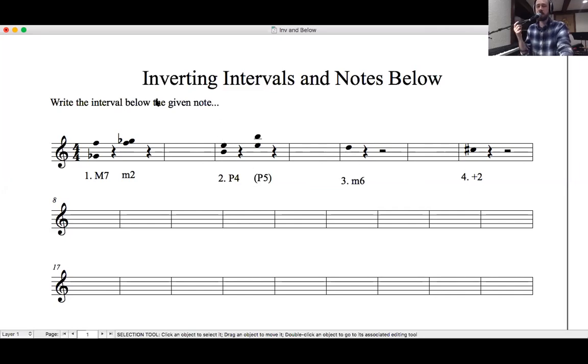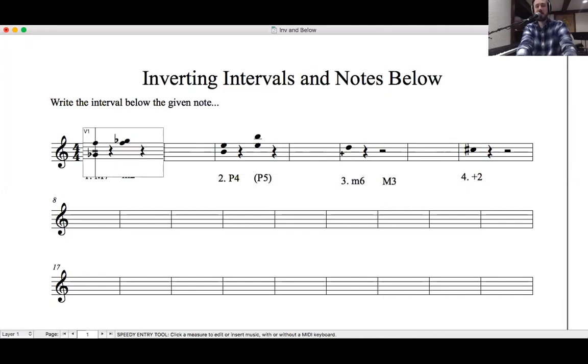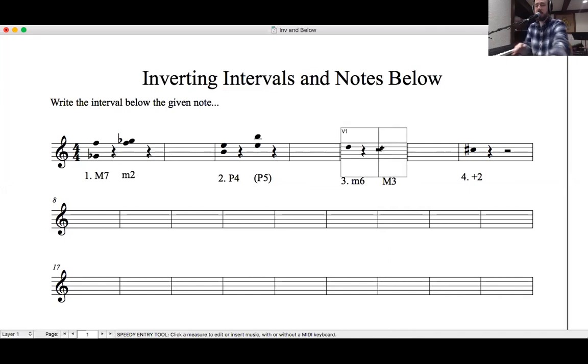Let's do this one. Minor sixth. What does a minor sixth invert to? 6 plus what equals 9? 6 plus 3 equals 9. And major, just giving the answers away. What happens to minor? Minor flips to become major. So if we can find a major third above the note D, then we can have a minor sixth below D.